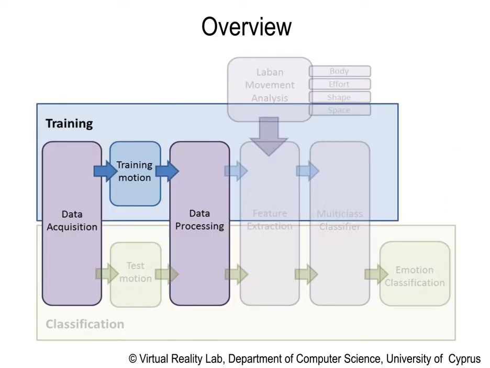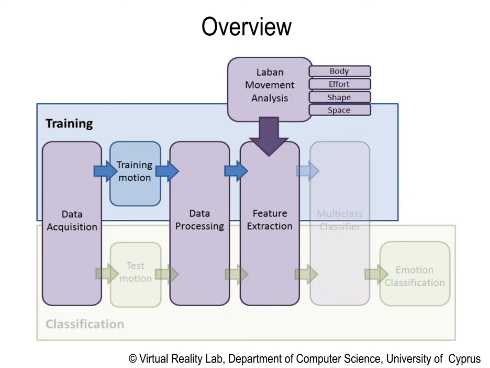The captured data were processed, segmented, and then converted into BVH format. Using a 45 frames time window, we extracted 27 features, 86 measurements, based on Laban movement analysis components, which encode the movement's quantitative and qualitative characteristics. These features are then used to train a multi-class classifier.